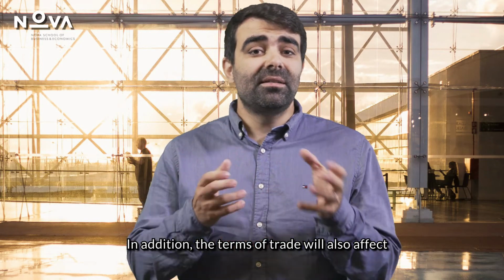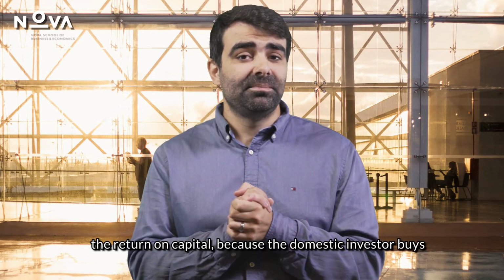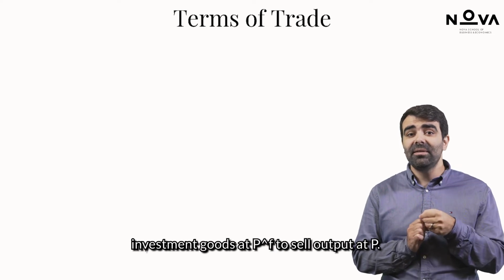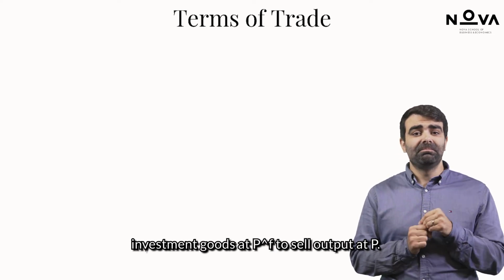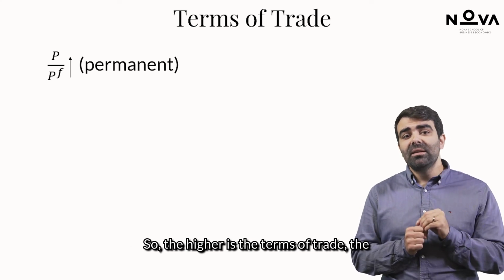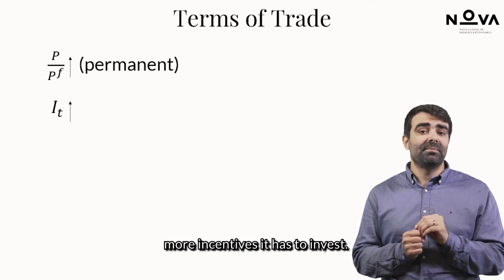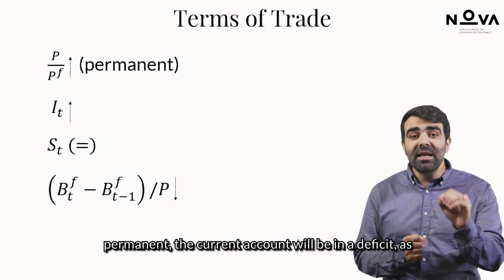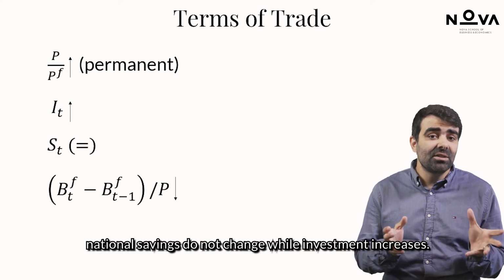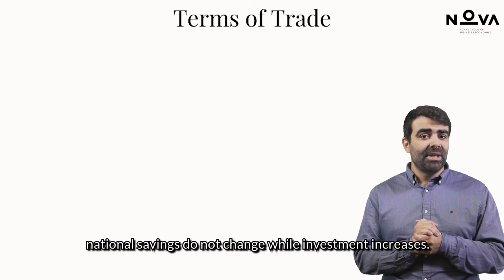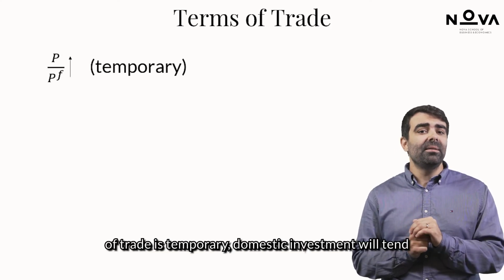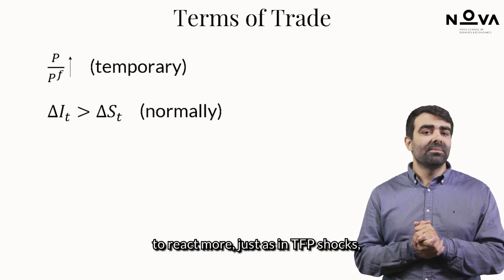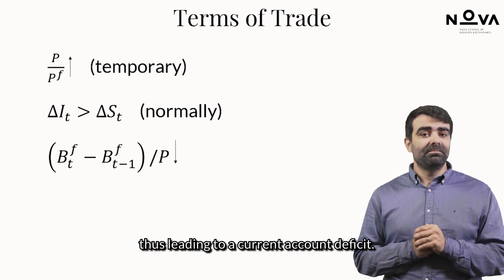In addition, the terms of trade will also affect the return on capital. Because the domestic investor buys investment goods at PF to sell output at P. So the higher the terms of trade, the more incentives it has to invest. Hence, if the change in the terms of trade is permanent, the current account will be in a deficit, as national savings do not change while investment increases. And even if the change in the terms of trade is temporary, domestic investment will tend to react more, just as in TFP shocks, thus leading to a current account deficit.